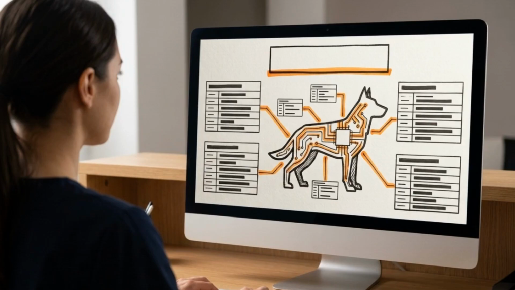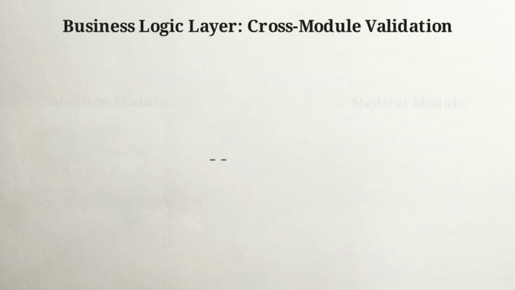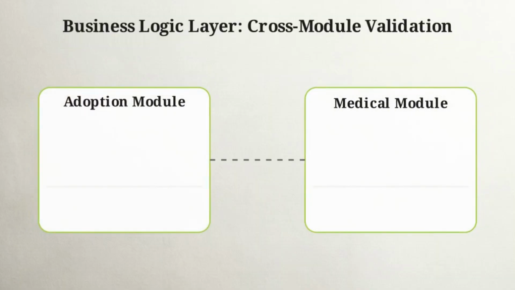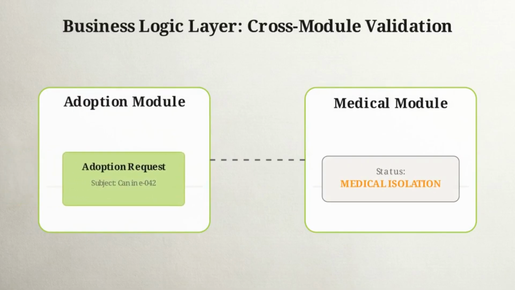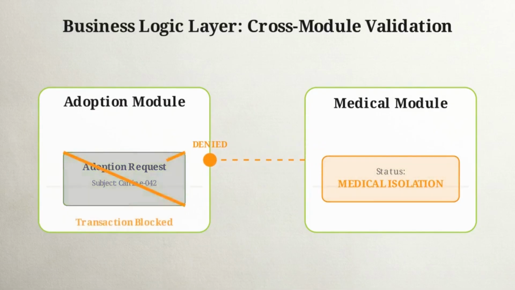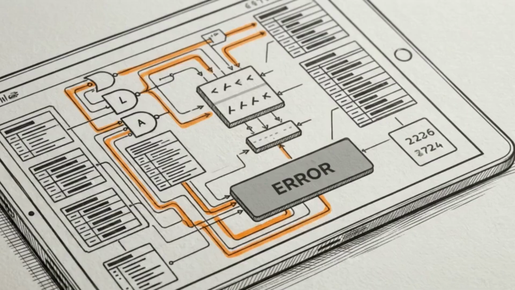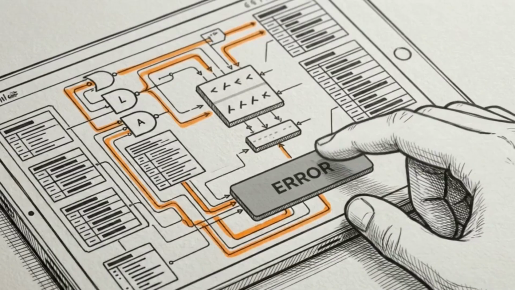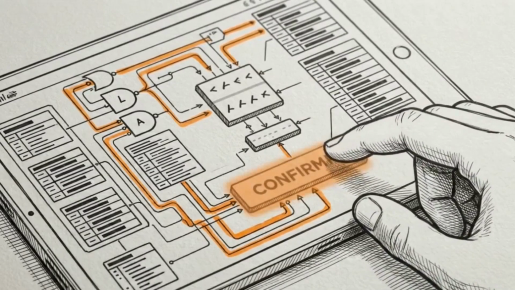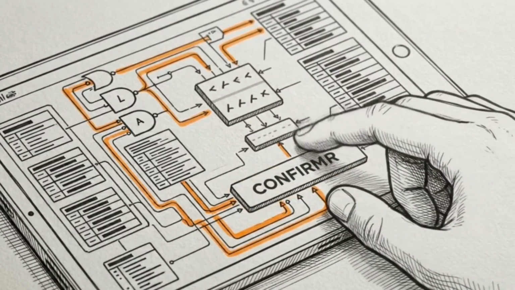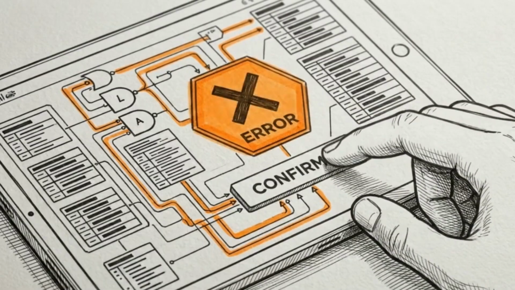Consider a high-risk operational scenario. A user at the front desk attempts to process a final adoption for an animal that is currently flagged in medical isolation. Here is the precise API interaction that prevents disaster. The adoption module pings the medical module before allowing the transaction to commit, resulting in a stark denied signal. This modular architecture prevents catastrophic overrides. The user interface simply cannot force an adoption transaction if the underlying medical state machine rejects it.